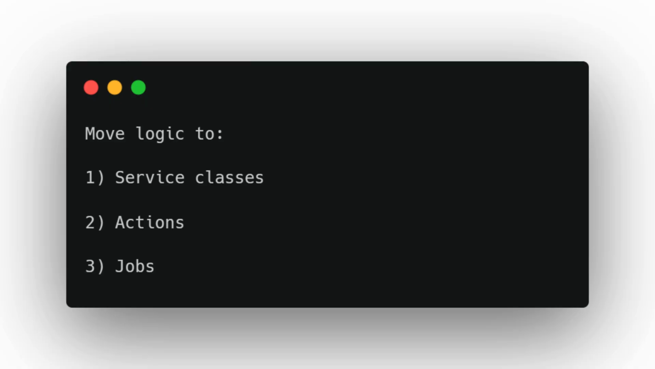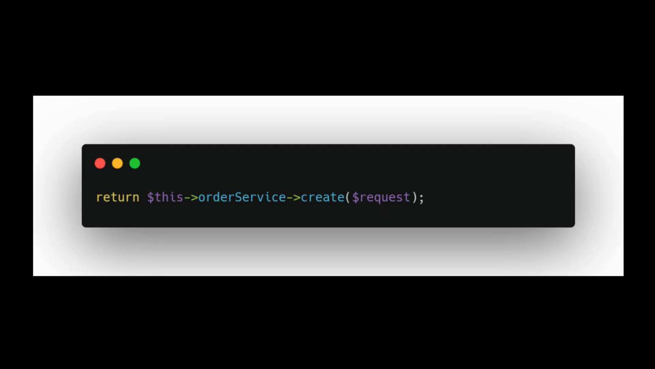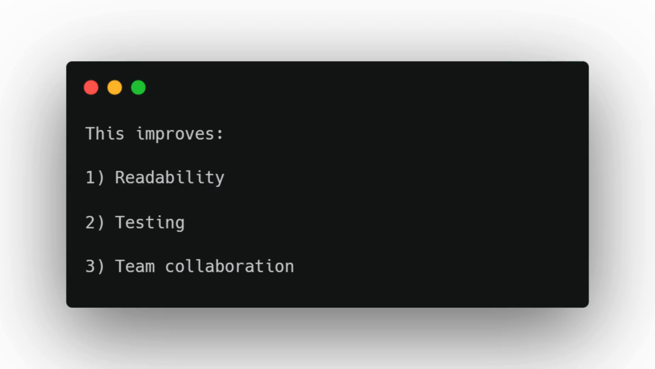And the fourth tip I want to share with you is to keep controllers thin, so your future self will thank you. Fat controllers slow development, not execution. So move logic to service classes, actions, and jobs. In this code, this moves business logic out of the controller into a service class and keeps the controller thin, clean and easier to maintain. So this improves readability, testing and team collaboration. So optimization is not only about speed, it's about mental clarity too.